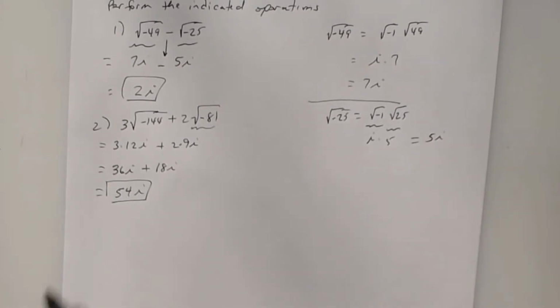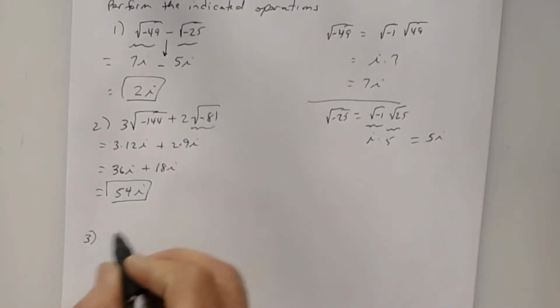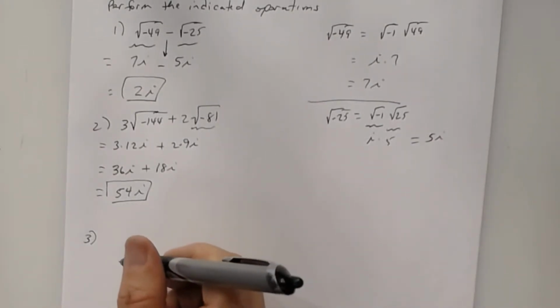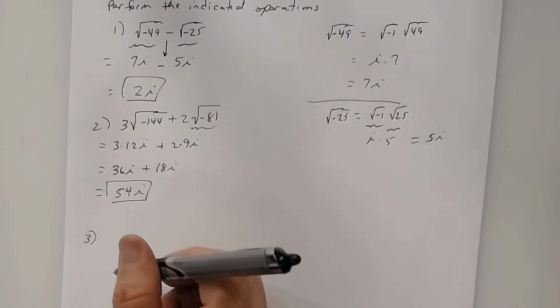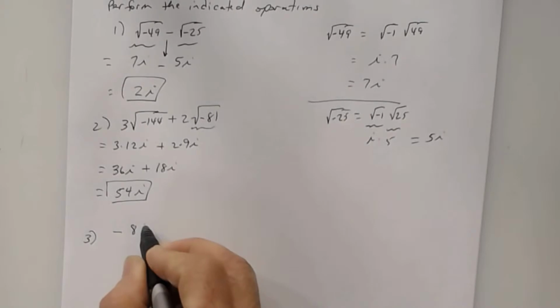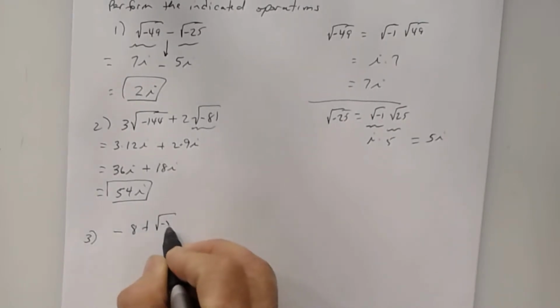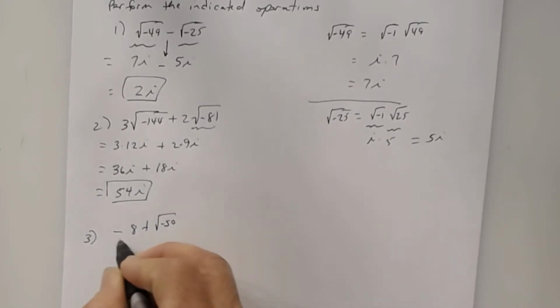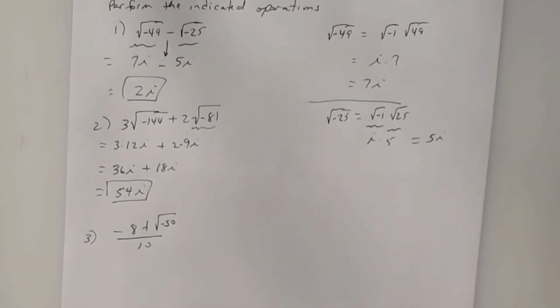All right, number 3. We're going to use that idea either tonight or tomorrow night. It looks like this: negative 8 plus the square root of negative 50, divided by 10. Now, you had this last semester when you solved quadratic equations using the quadratic formula. You notice that this looks like using the quadratic formula.